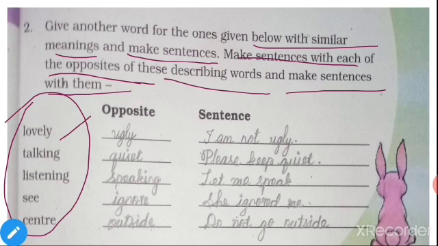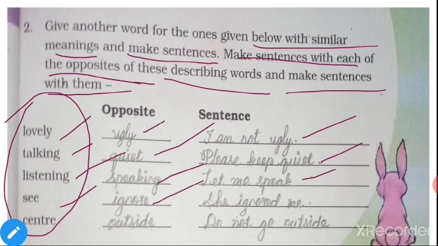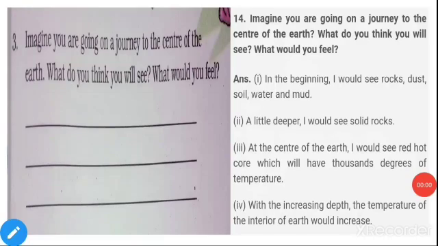Here, lovely. Its opposite word, ugly. I am not ugly. Then talking, opposite word, quiet. Please keep quiet. Listening, speaking. Let me speak. See, ignore. She ignored me. Center, outside. Do not go outside. Okay.